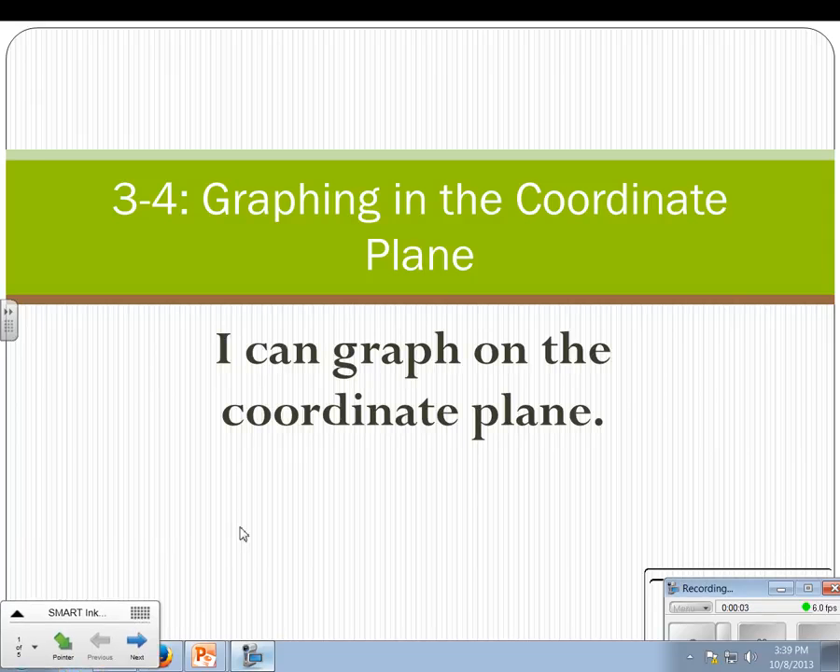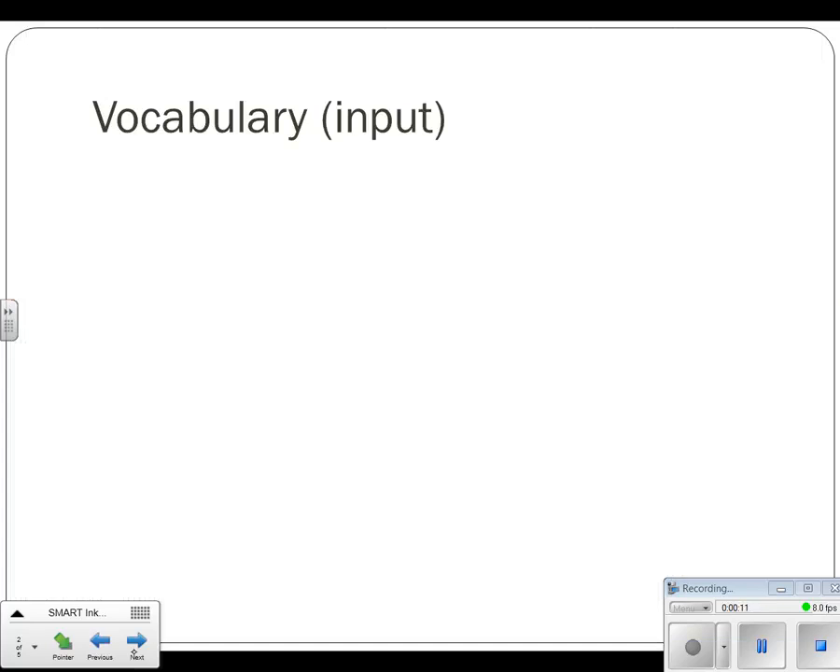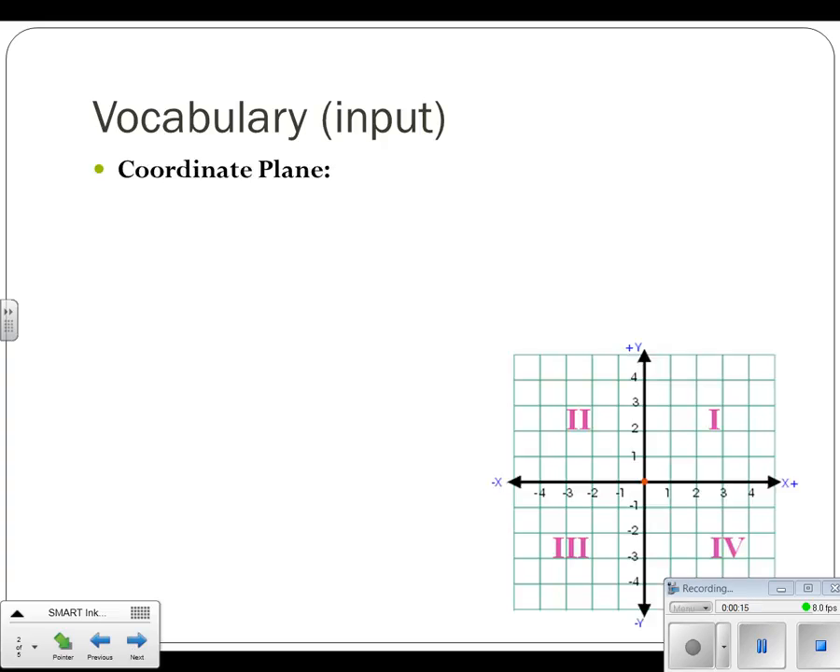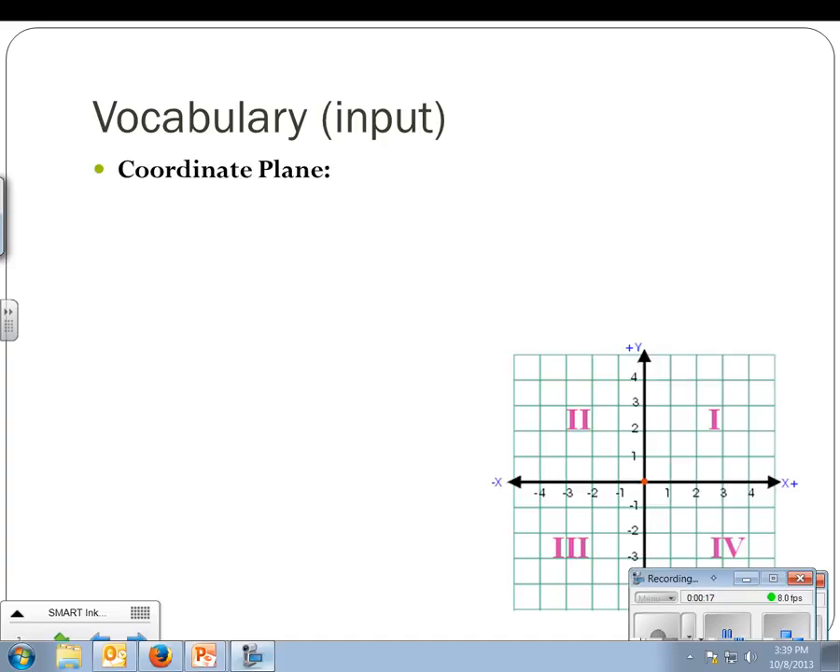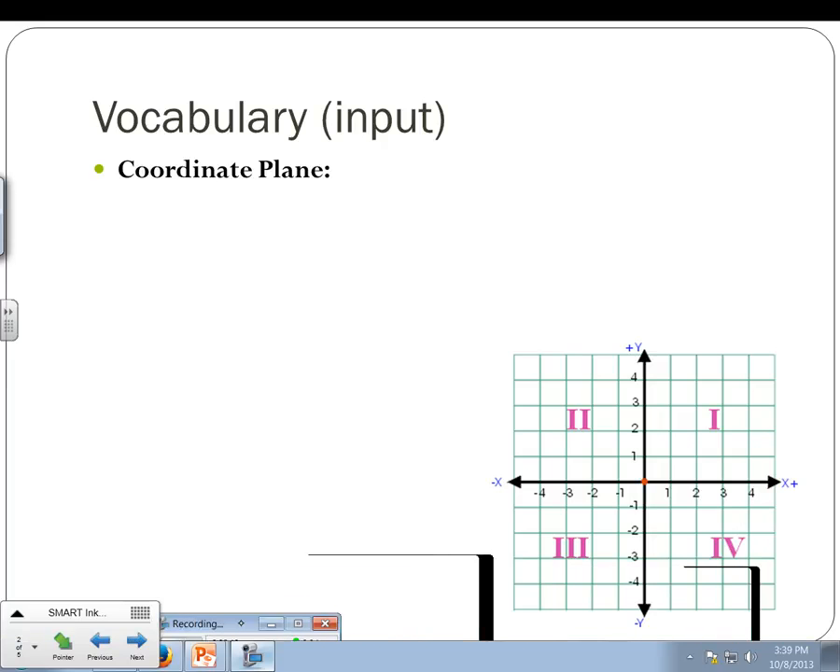In this video 3-4 we will be graphing on the coordinate plane. So you should be able to say, I can graph on the coordinate plane. The coordinate plane is right here. We've worked with this for many years in elementary school. You've seen this where you have the grid designed in 4 categories here. And we're going to go through the vocabulary to review what we use on this coordinate plane.